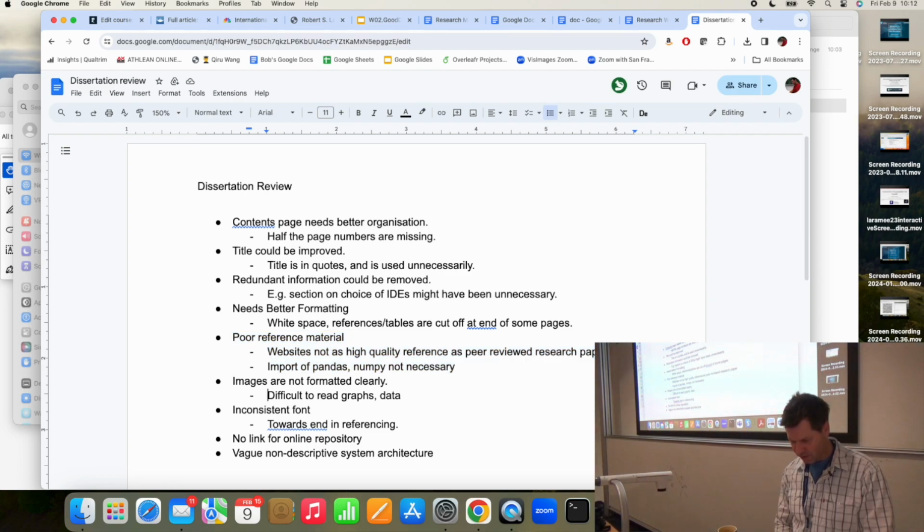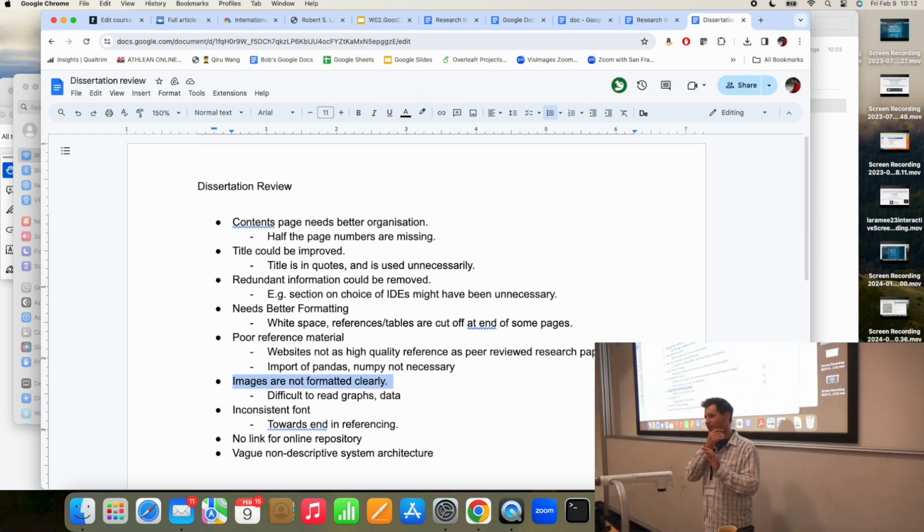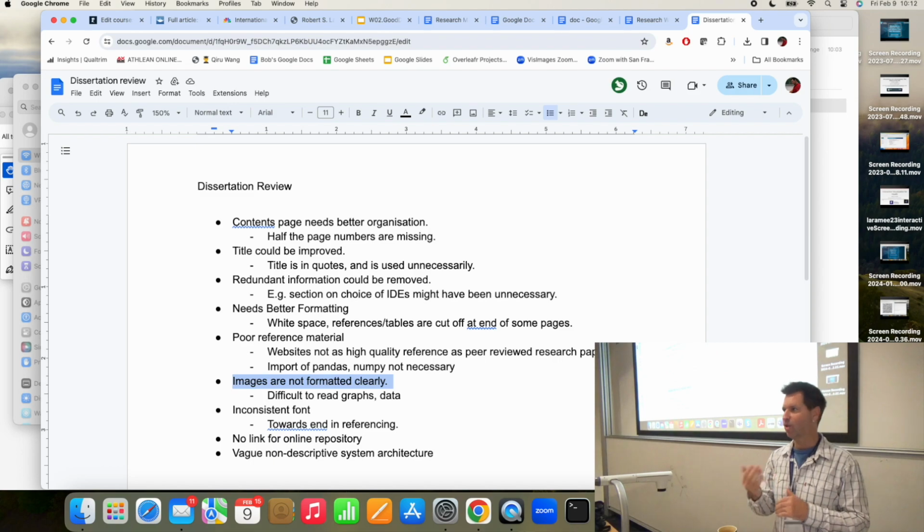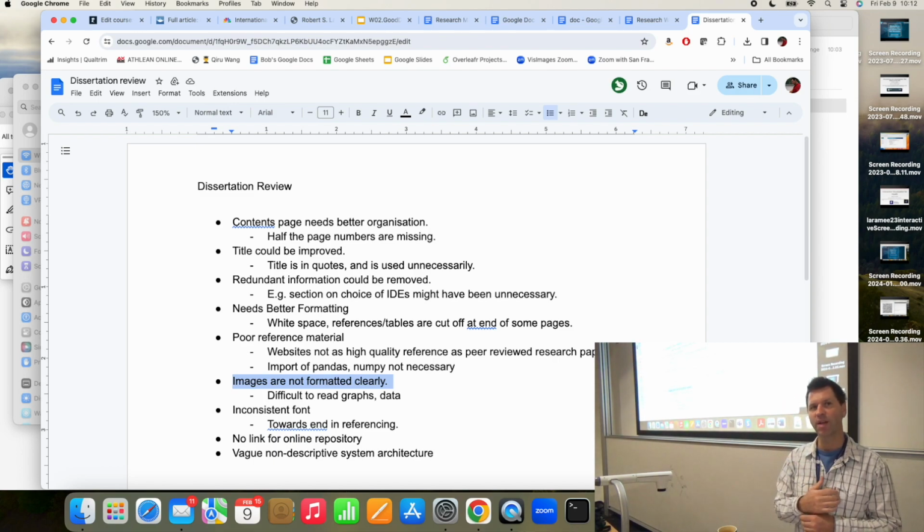Yes. Also, another problem with the images is that the captions of the images are very, very terse, right? We can't really understand the images by looking at the image and then reading the caption. If you want a good quality dissertation, every image is clear and then you have a clear caption. So when you read the caption, you know what the image is and how to interpret it. That's not possible in this dissertation. The captions are too short. They don't actually offer a description of what's in the image.